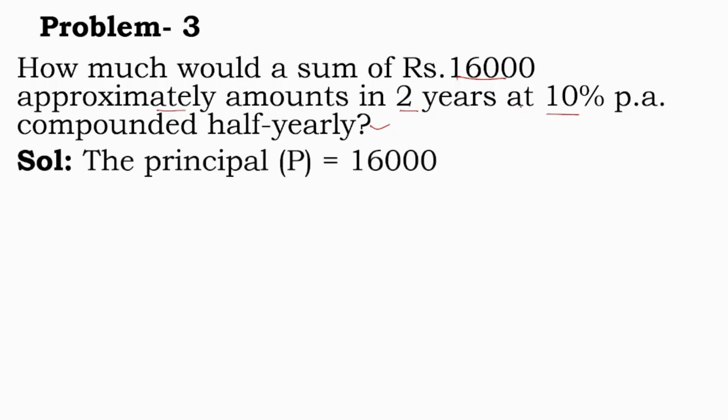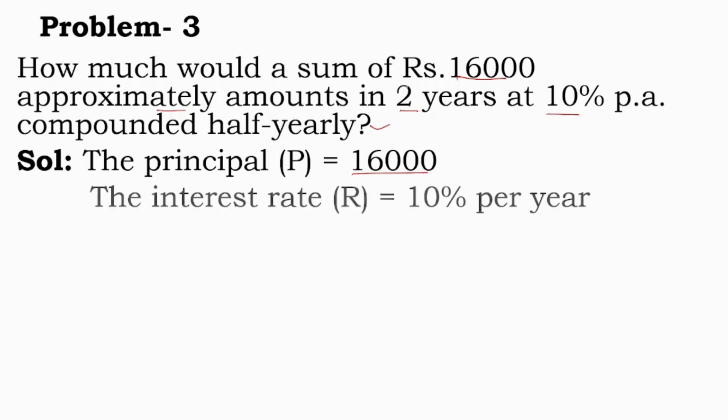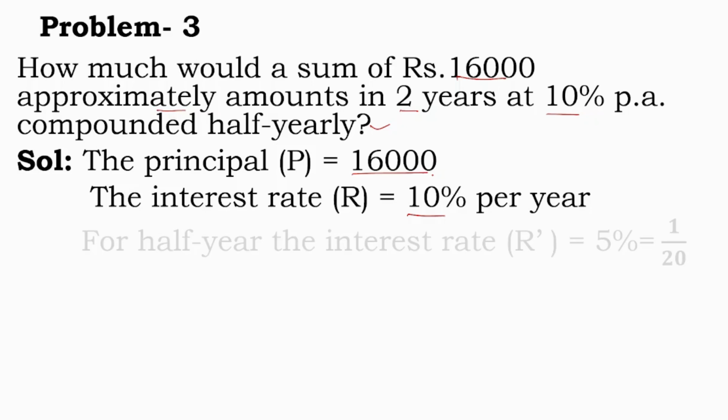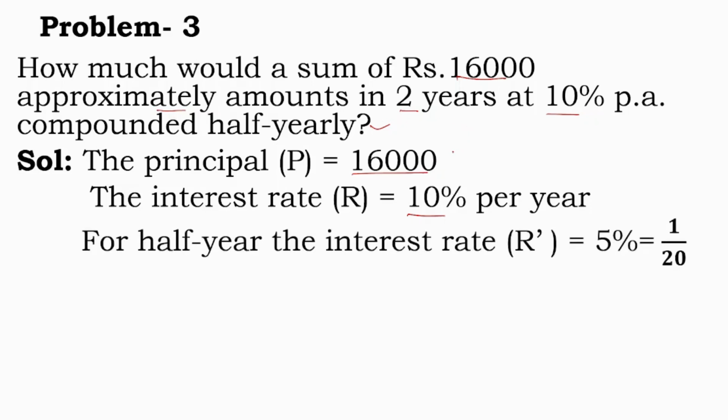See, the principal here is 16,000 rupees, and the rate of interest is 10%. For half year, it is 5% because we have to divide by 2. 10% becomes 5%, and 5% is 5 by 100. It is 1, 5 ones are 5, 5 twos are 10. In terms of fraction, we can express it as 1 by 20.